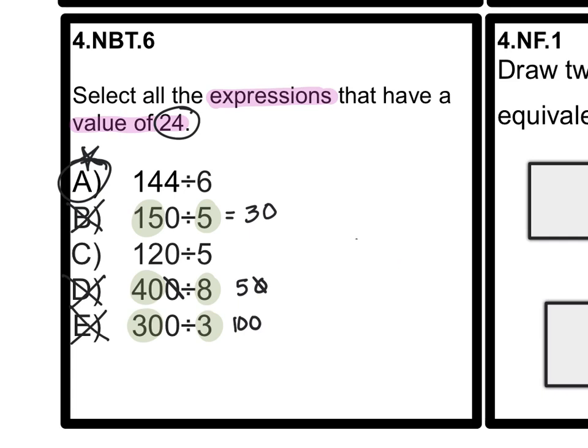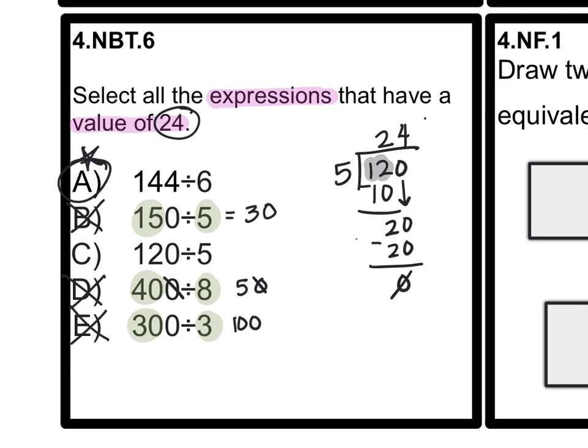Okay, so for my next one, I'm going to do 5 into 120. So 5 does not fit into 1, but 5 fits into 12 2 times, and multiply. 5 times 2 is 10. Subtract, and I have 2 left, but I need to also keep bringing down the 0. 5 fits into 24 times. 5 times 4 is 20. Subtract, and I have 0 left with a quotient of 24. So C is also a correct answer. So A and C for this one are correct.